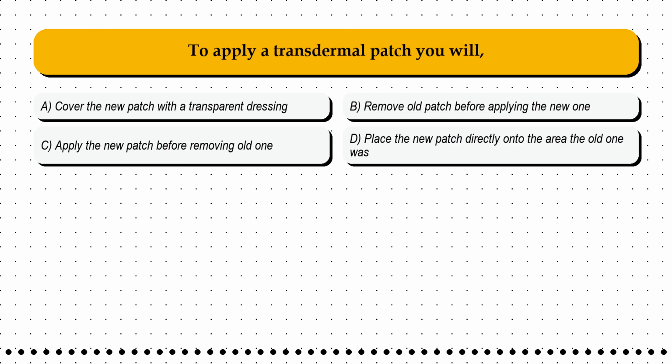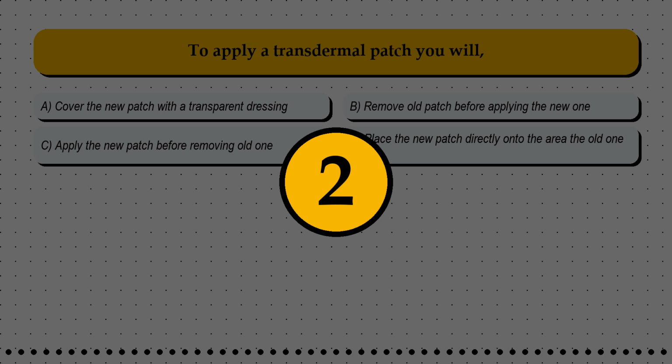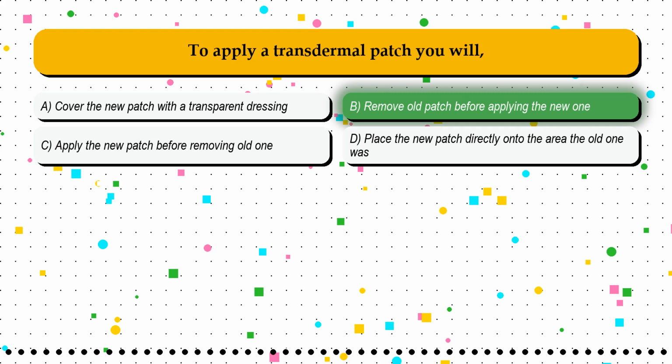Question 228. To apply a transdermal patch you will: Option A, cover the new patch with a transparent dressing. Option B, remove the old patch before applying the new one. Option C, apply the new patch before removing the old one. Option D, place the new patch directly onto the area the old one was. The correct answer is option B, remove the old patch before applying the new one.